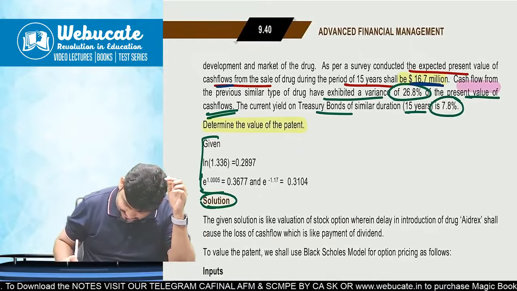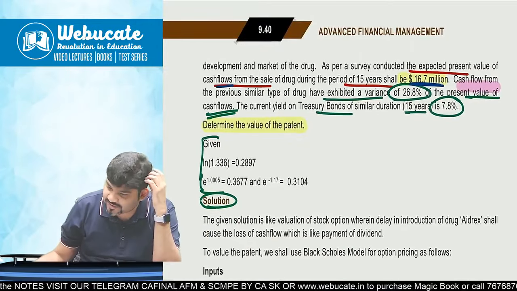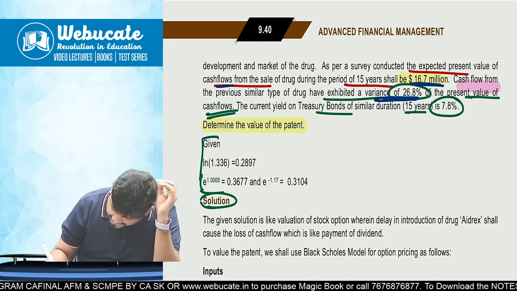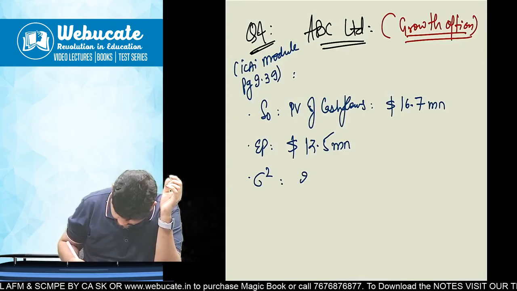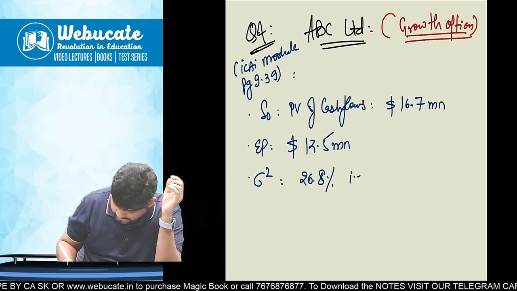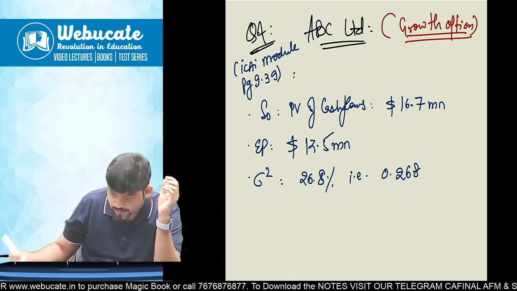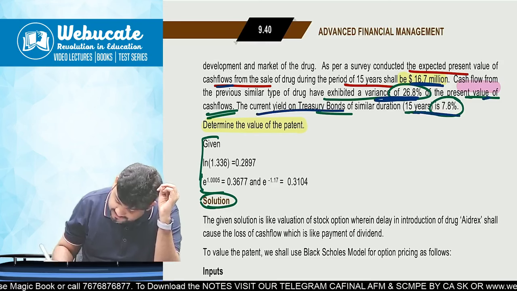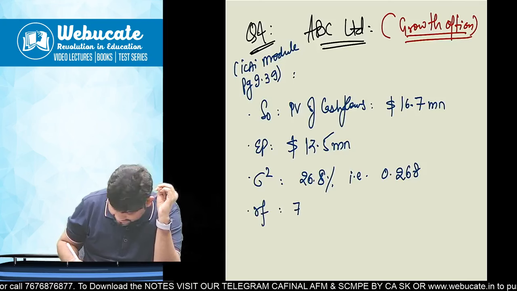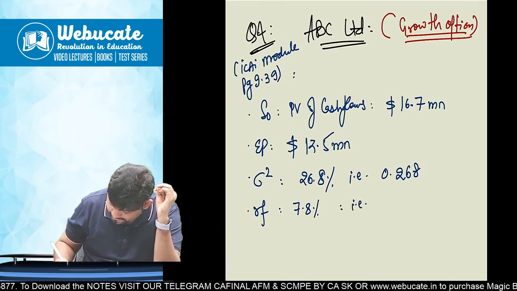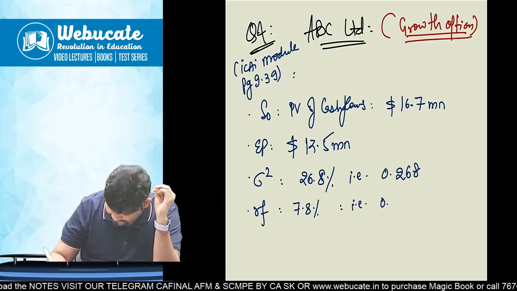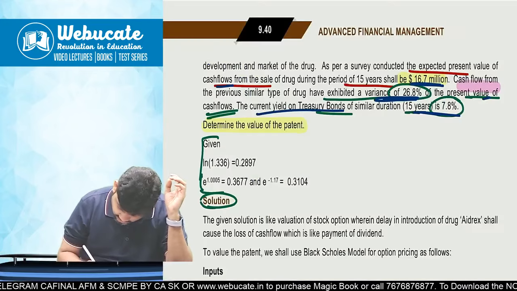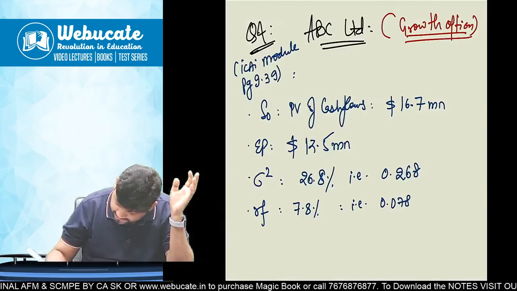Then, what else is given? Cash flows from similar type of drug exhibited a variance. The moment you see variance, BSM, Black-Scholes method. So, 26.8%, if I have to write it, 0.268. Okay, then, current yield on treasury bond is 7.8%. So, RF, risk-free rate is 7.8%, 0.078. The next, all of this is being done for 15 years.